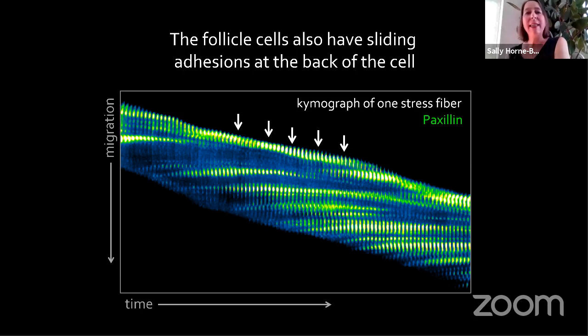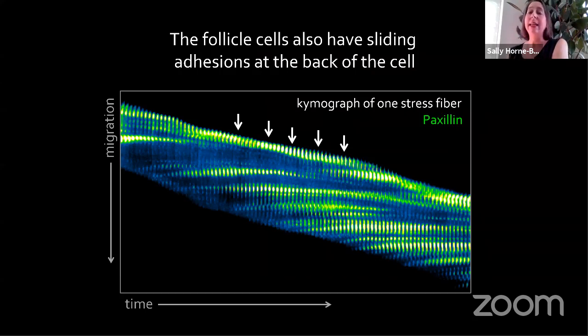And in fact, these adhesions are interesting. Not only are they showing this sliding dynamic at the back, but more often than not, they're also born at the back of the cell. So we can see one of these new sliding adhesions forming here. As it comes to the back of the cell, the older sliding adhesion disassembles, the new sliding adhesion takes over, and it too begins to slide.